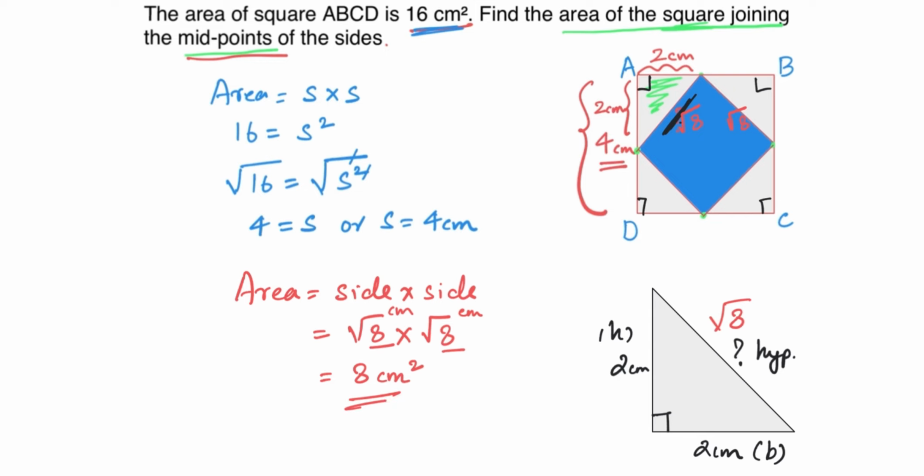Now why did we get centimeters here? Because the units are centimeters. The side is in centimeters. Therefore we get 8 centimeters squared.